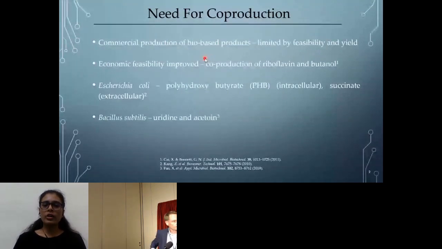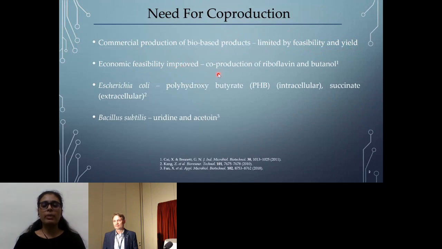So we know that a lot of commercial products can be produced using bio-based systems, but still the adoption at industry level is limited because of the low feasibility and yield. In order to improve the economic feasibility of a given process, we can couple the production of two or more products. For example, it has been shown that riboflavin and butanol can be co-produced, where one is a high-value product and the other is a low-value product.